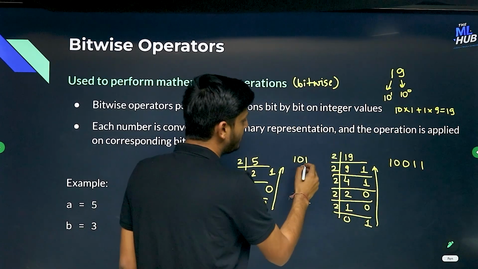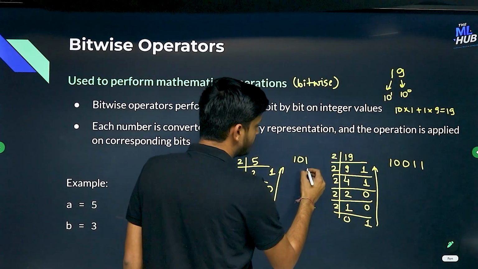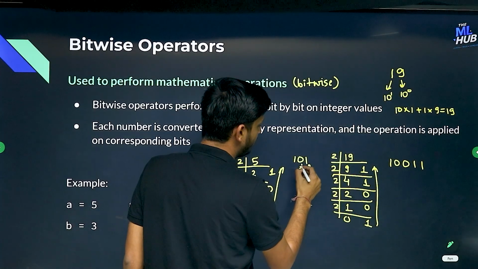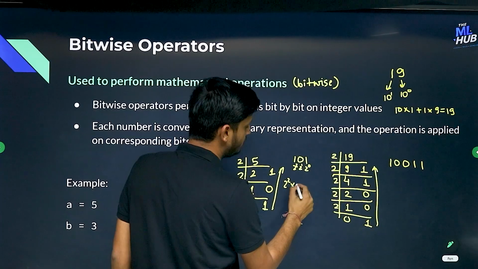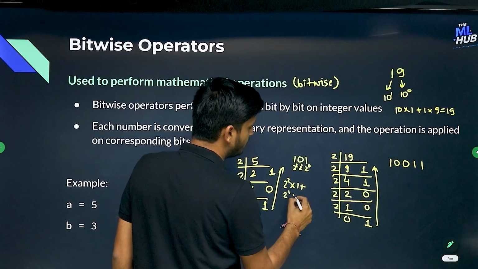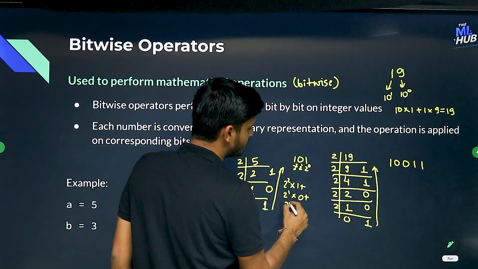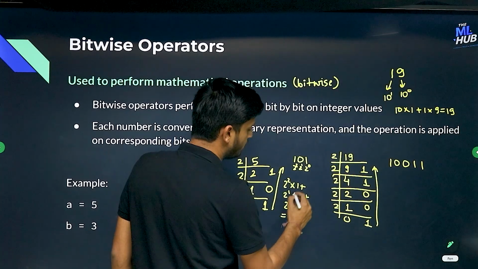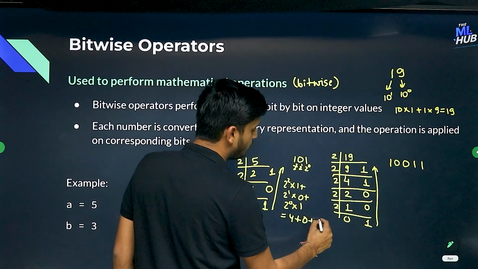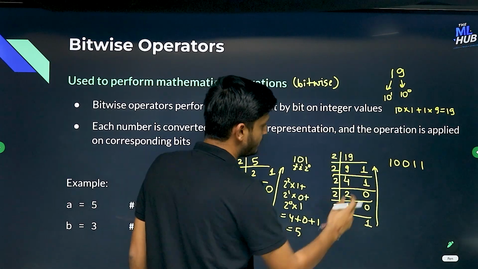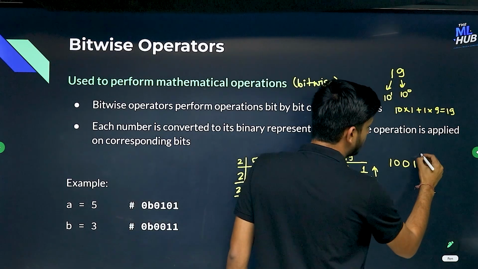In binary numbers, every bit represents a power of 2. So this is at 2 to the power 0, 2 to the power 1, and 2 to the power 2. So the final conversion will be 2 to the power 2 into 1 plus 2 to the power 1 into 0 plus 2 to the power 0 into 1. So it is 4 into 1, 4, plus 2 into 0, 0, plus 1 into 1, 1. So it is 5.